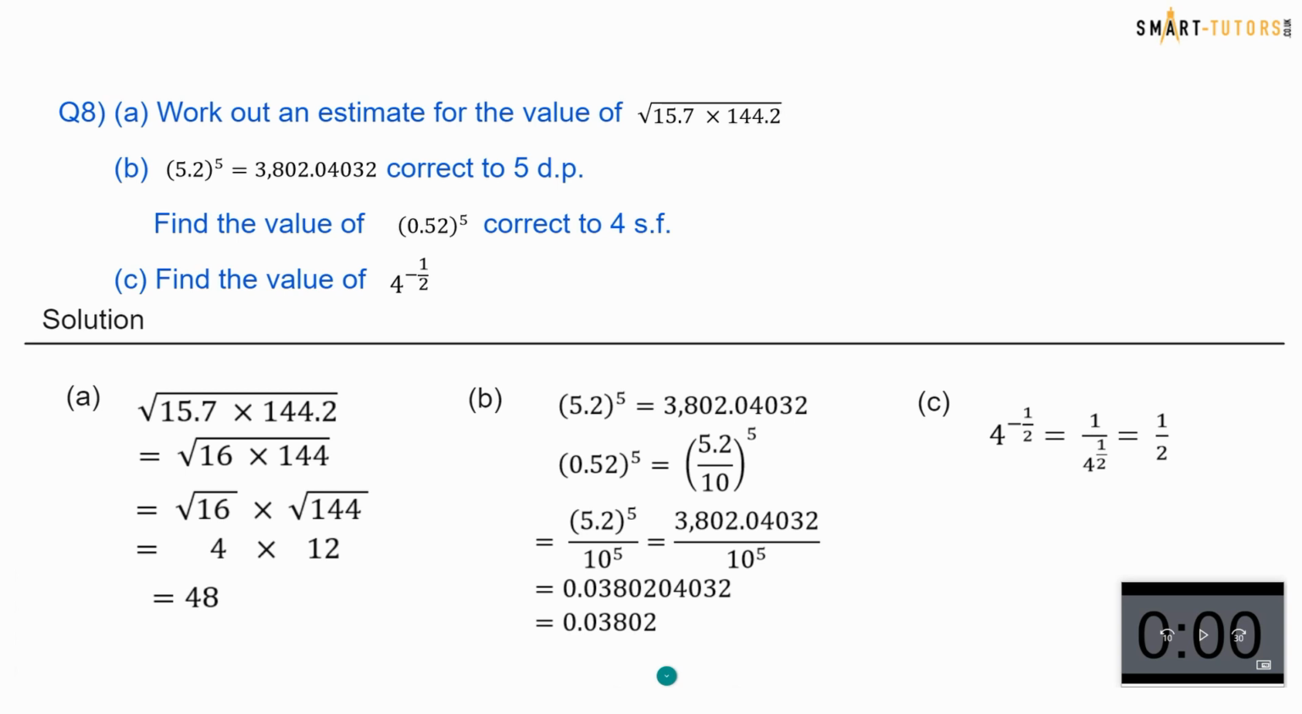Question part C. 4 to the power minus half is equal to 1 over 4 to the power positive half. So the negative power gives the reciprocal, with the positive power. 4 to the power half, everybody knows, is the square root of 4, which is 2. So the answer is 1 over 2, half. Let's go to question number 9.